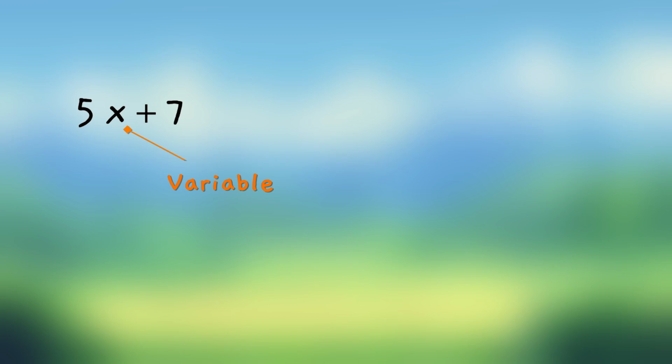Here, the letter x is called a variable, and you can think of this as a placeholder where you can put numbers in. You can pick any number you want and replace x with that number. And when you do the arithmetic, you get a new number, you get a computation.